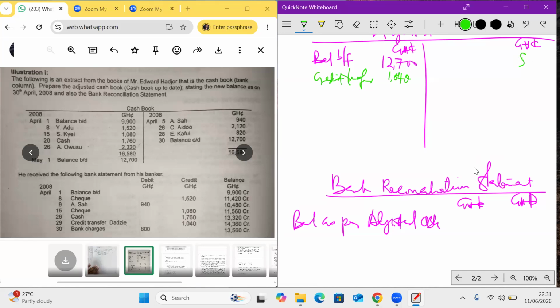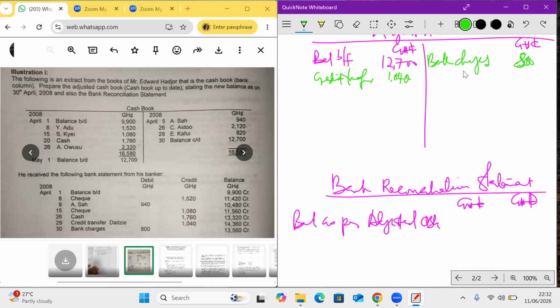What is wrong with my stylus pen? Hold on. 800. So what is the name? Bank charges. It's flowing now. Okay. Are we good? Yeah. Is that all? Yes.